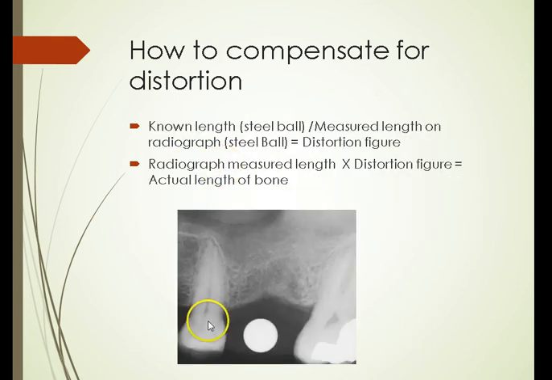So here's an example. We're looking at, let's say, the floor of the sinus right here. You don't know what your distortion is. We have our tooth right next to it. So we'll take the known length, which is the steel ball right here. Let's assume it's 5 millimeters. So we'll take 5 and divide it by the measured length on the radiograph. I'll take my probe or ruler and measure the diameter over here. Let's say it's 6. So if you take 5 and divide it by 6, that will give you your distortion figure.